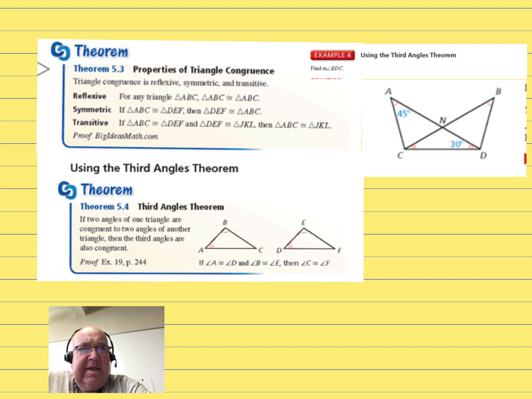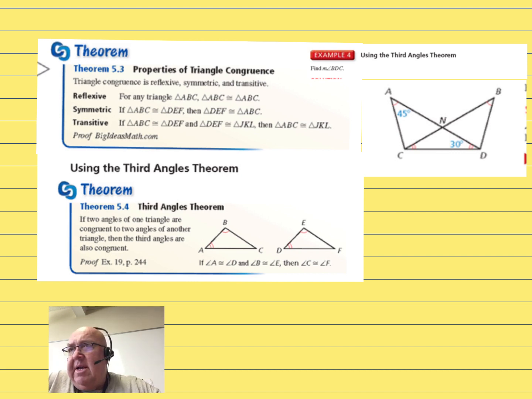And finally, the third angles theorem. If two angles of one triangle are congruent to two angles of another triangle, then the third angles are congruent. So if two are congruent, then the third has to be congruent because they have to add up to 180 degrees. So we're going to look at these two triangles here.